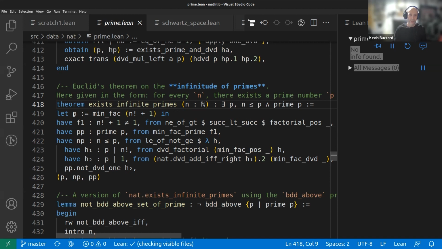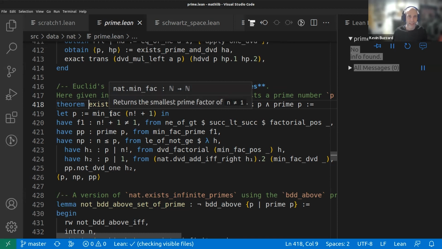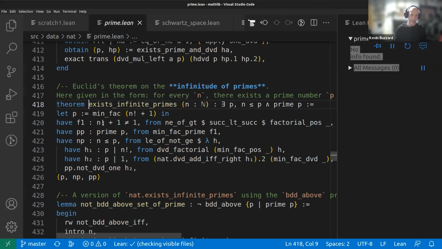How does it do it? It's got a formula for p. p is minFac of n factorial plus 1. Remember, n is given, and we're trying to find a prime number p which is at least n. And so p is minFac of n factorial plus 1. If we hover over minFac, we see that Nat.minFac returns the smallest prime factor of the input natural number n, as long as it's not 1. And so the next thing we do is we prove that n factorial plus 1 isn't 1, and then we're guaranteed that this is the smallest prime factor of n factorial plus 1.